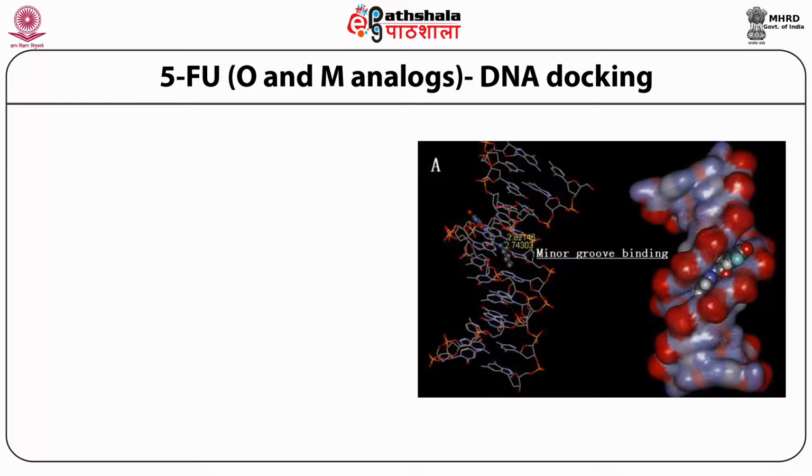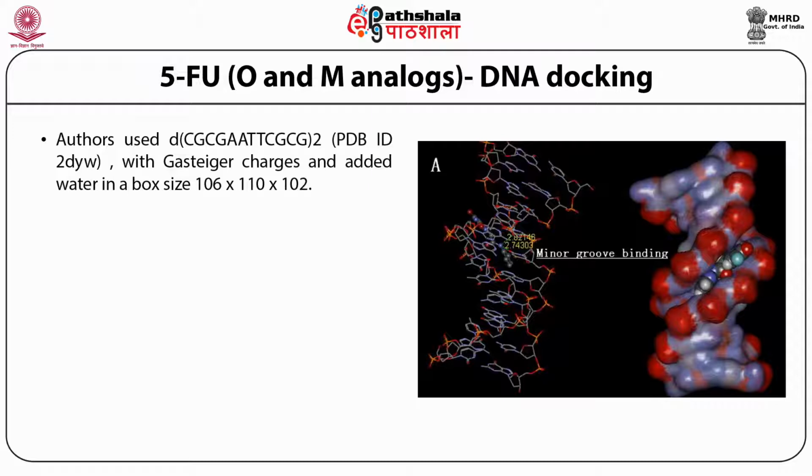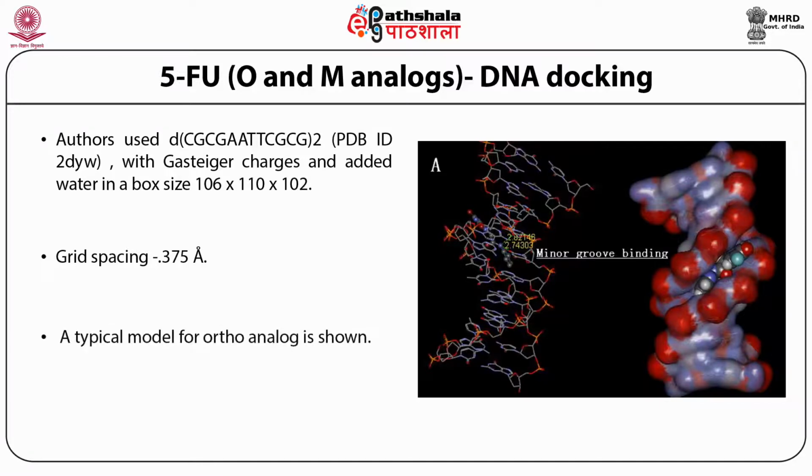For binding of 5-FU ortho and meta analogs, the authors used the DNA sequence CG, CG, AA, TT, CG, CG. The PDB ID of the structure was 2DYW, with Gasteiger charges and added water molecules in a box size of 106 by 110 by 102. The binding was studied. They used a grid spacing of 0.375 angstrom. A typical model for binding of the ortho analog is shown in this picture.